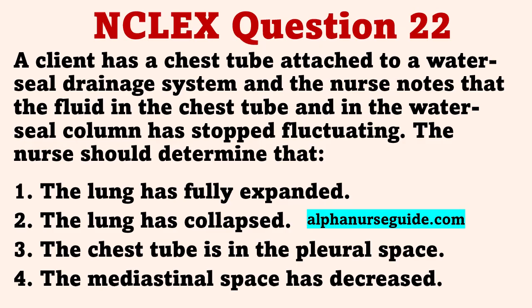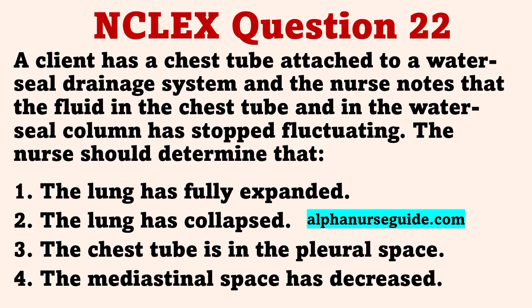The correct answer is 1. Cessation of fluid fluctuation in the tubing can mean one of several things. The lung has fully expanded and negative intrapleural pressure has been reestablished. The chest tube is occluded, or the chest tube is not in the pleural space.